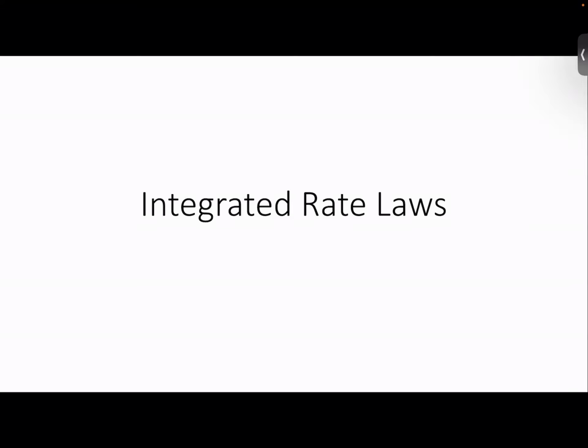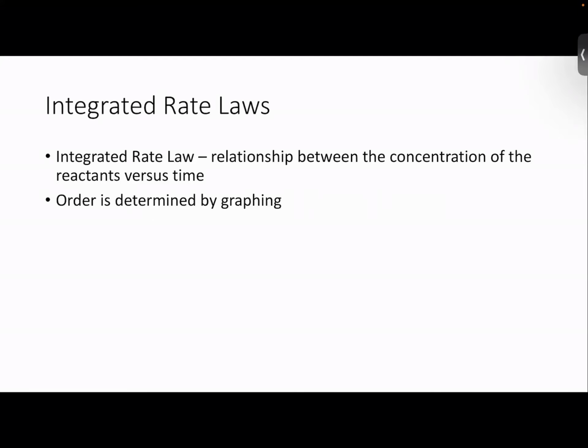You're going to graph the natural log of concentration versus time. And you're going to graph 1 over the concentration versus time. Whichever one gives you the best straight line tells you the order. And that uses integrated rate laws. So again, an integrated rate law is determined by analyzing the relationship between the concentration of the reactants versus time. The order is determined by graphing.